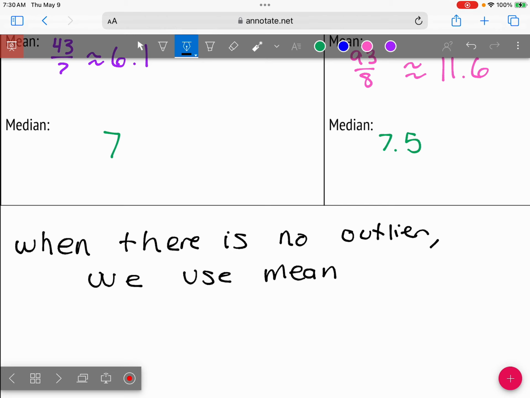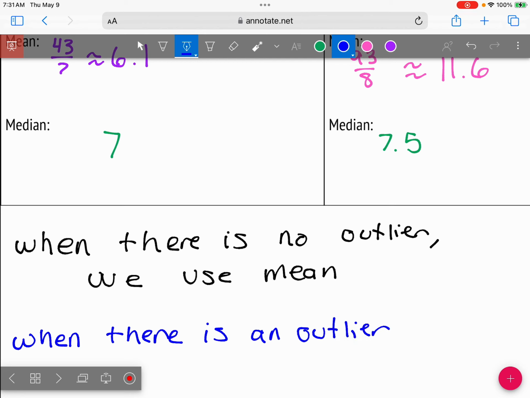However, if there is an outlier, that mean gets shifted really, really easily. It gets very easily distracted. So when there is an outlier, we use median.